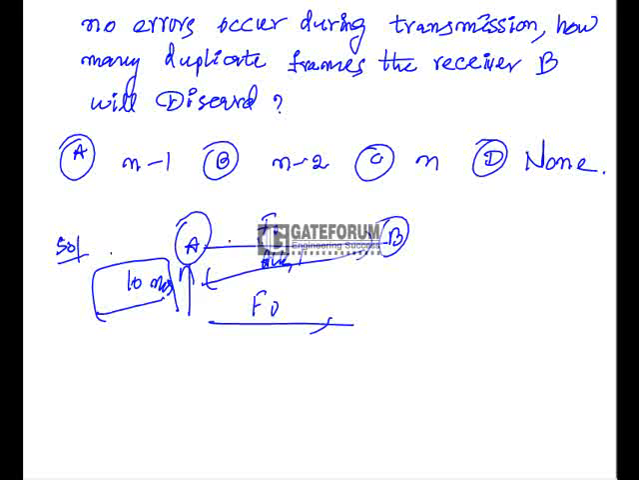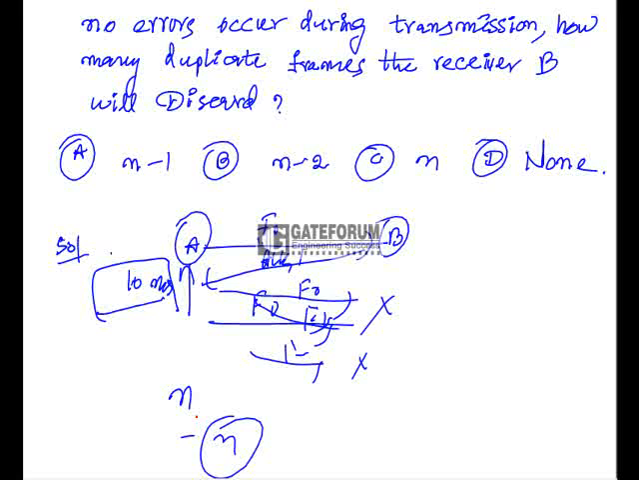So if half of the time is set, every frame will become a duplicate frame. Frame 0 will be received and then the duplicate will be discarded. Again frame 1 will be sent, and its duplicate will be discarded, like that. If n frames are sent, then n frames will be discarded, because without receiving the acknowledgement, frame 0 will be retransmitted again, so it will become a duplicate frame. Every frame that A transmitted will be a duplicate frame. So n is the correct answer.